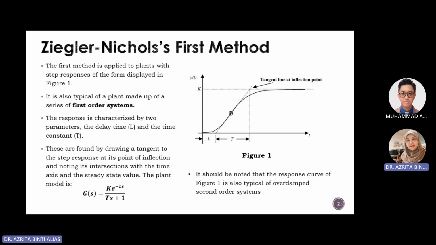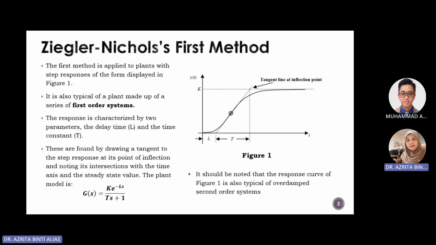Okay, basically the Ziegler-Nichols first method is applied to a first order system, so please bear that in mind. The first method is basically for a typical plant made up of a series of first order systems. If we look at the output response of this system, it looks like a first order system, but with a delay, there is a little delay here.